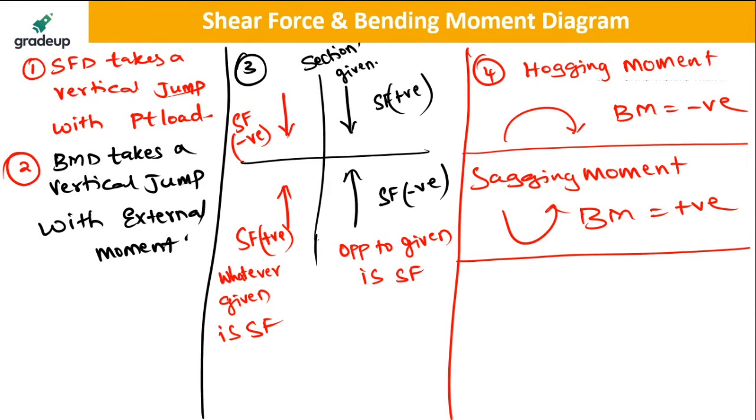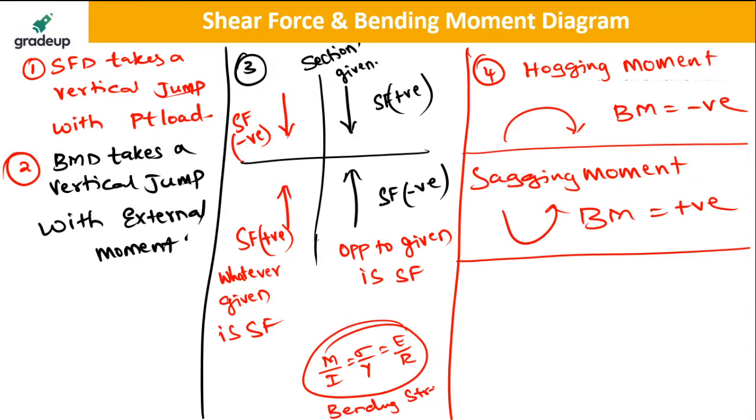Ajay, the application of the flexural formula, M upon I is equal to sigma by Y is equal to E by R, is used in bending, my dear friends. So it will give you the bending stress. So to understand the beam's critical condition, we use the pure bending formula called the flexural formula, my dear friends. Is it clear?